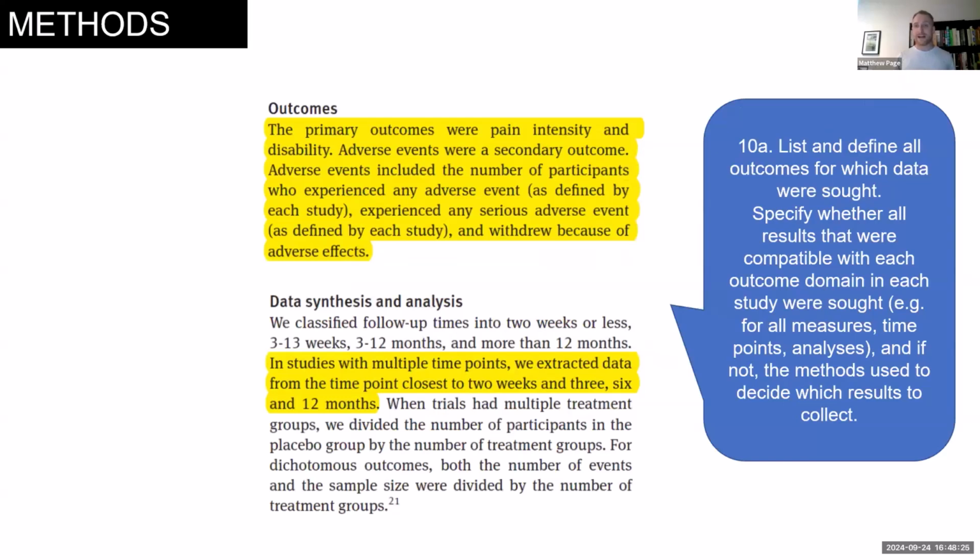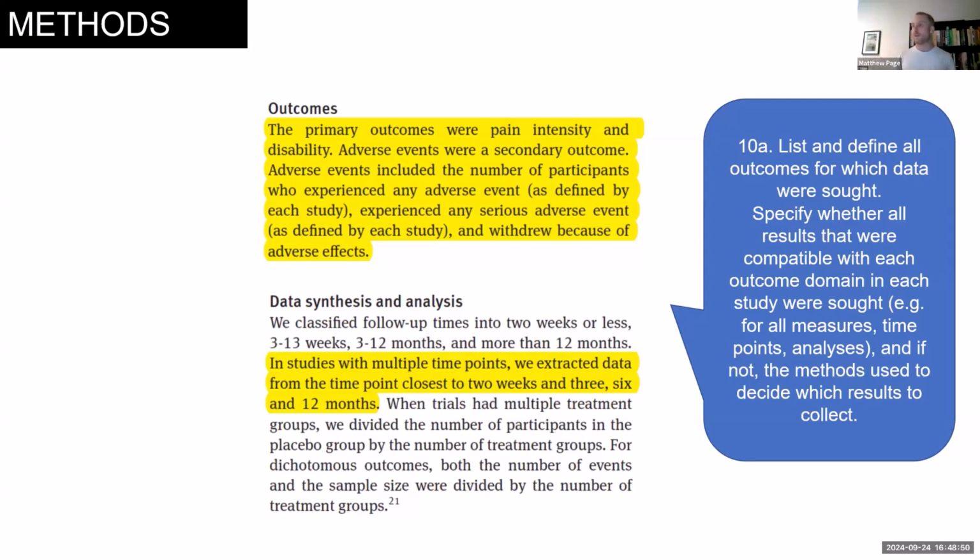When it came to defining the outcomes, again, this was relatively well done in terms of identifying both the primary and secondary outcomes for the review. And something that's rarely seen, but that was introduced in PRISMA 2020, is a recommendation to specify which types of results were actually extracted from the included papers, because sometimes that's a bit of a black box.